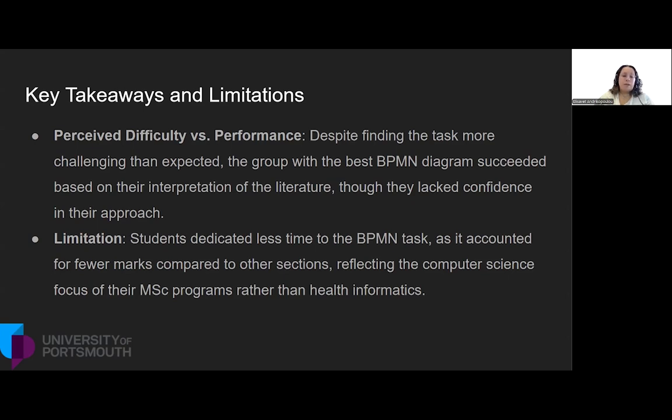While the students struggled with some of the health informatics aspects, they also demonstrated a willingness to engage deeply with the material, and that's something we can build on for the future.